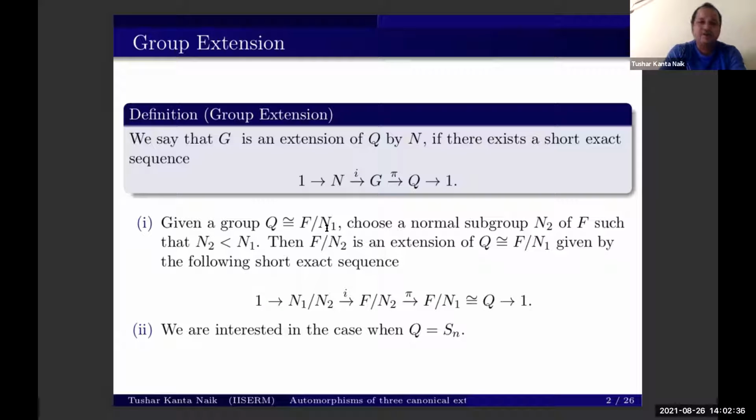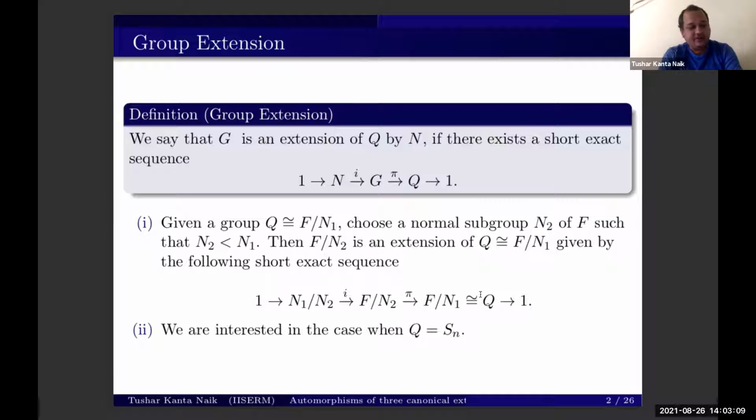We know that every group can be seen as a quotient of a free group. So given a group Q, let's say Q is F by N1, where F is a free group and N1 is a normal subgroup of F. We choose a normal subgroup N2 of F so that N2 is a proper subgroup of N1. Then F by N2 is an extension of F by N1, which is our given group Q, and the extension can be seen with respect to this sequence.